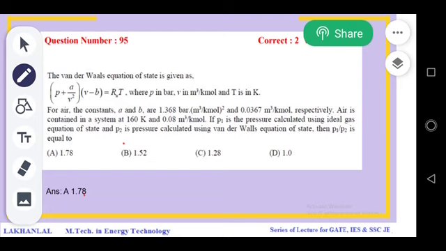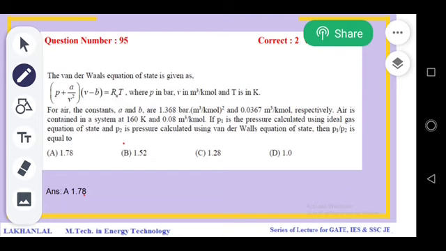This question was asked in GATE, I think 17. It says the van der Waals equation of state is given by this equation, with P in bar. The values of the constants A and B were given respectively. Air is contained in a system at 160 Kelvin and 0.08 meter cube per kilomole. If P1 is the pressure calculated using the ideal gas equation of state, and P2 is calculated using the van der Waals equation of state, then P1 by P2 is equal to.